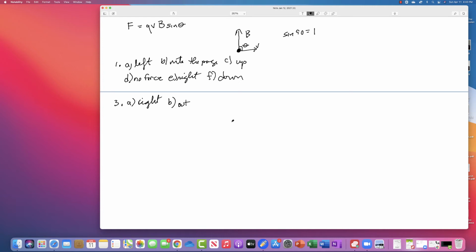Lastly, the field is going into the page, the force is to the left, the palm goes... no, wait a minute, I'm sorry. Yeah, I got it right. The palm goes down, so that's down, or up, excuse me. So there's those 3.